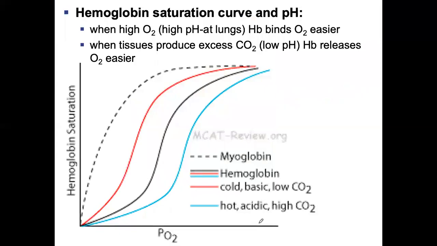Okay, so take a look at this. Here's your hemoglobin saturation curve. When you have high oxygen, a high pH at the lungs, hemoglobin binds oxygen easier. When tissues produce excess CO2, low pH, right? Hemoglobin is going to release oxygen easier. So when there's high oxygen, hemoglobin binds oxygen easier. When tissues produce excess CO2 at low pH, hemoglobin is going to release oxygen better.